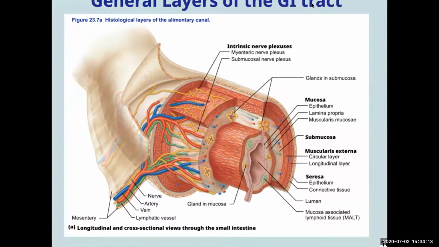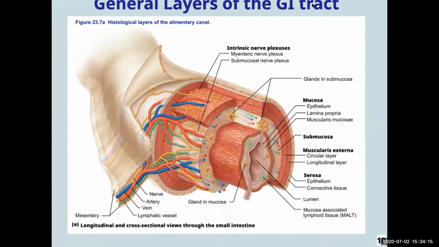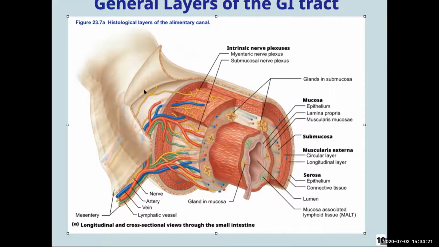And finally, you have the serosa. The serosa is really the same thing as the visceral peritoneum. This is the outer layer. Make sure you understand the difference between those terms and mesentery. Mesentery is only where the 2 layers of visceral peritoneum come together. So it's the double layer of visceral peritoneum.